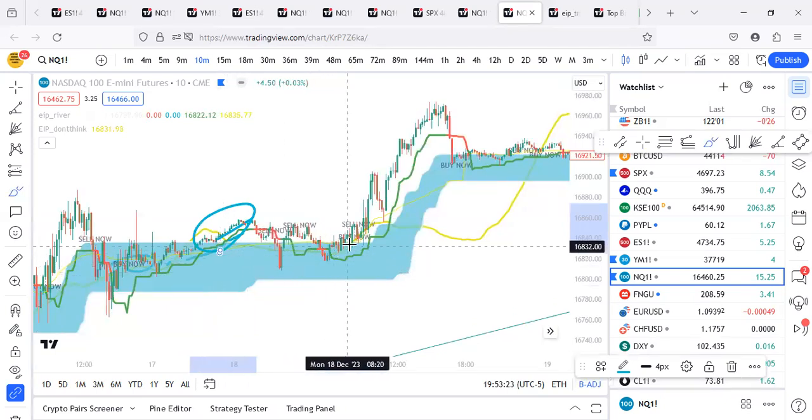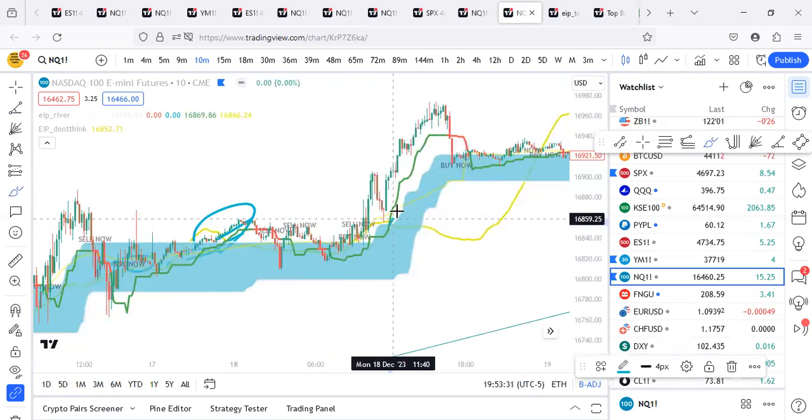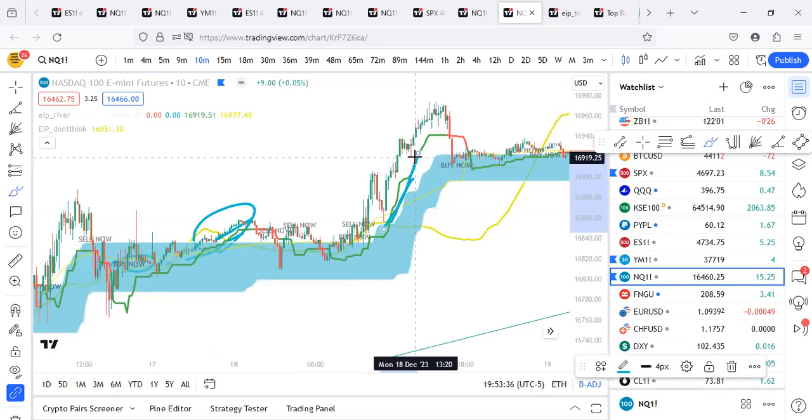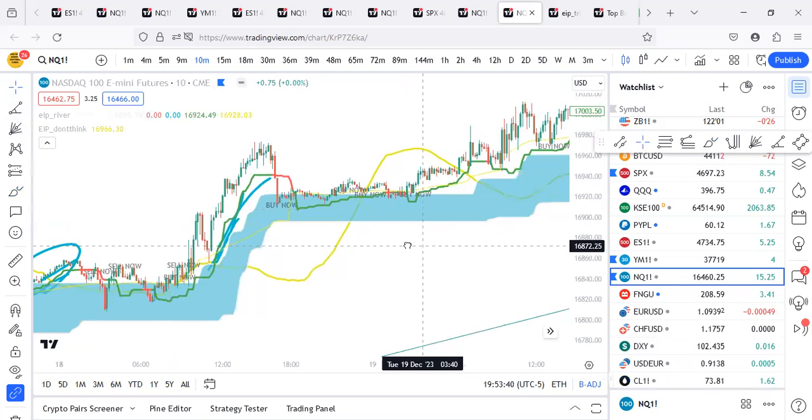So if you trade the 1 minute time frame, this could have been a huge move. And also when you were looking at this whole thing, the price was breaking out of the river and the stop was also breaking out. So this was a guaranteed success move. So you can take a big position also.